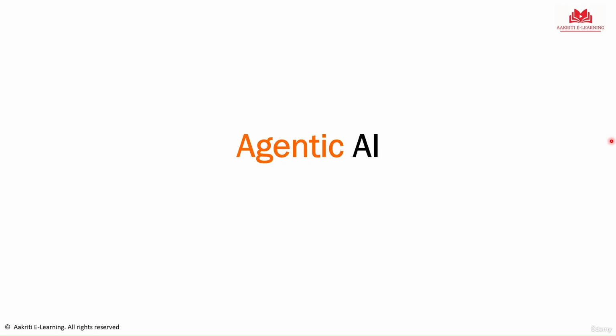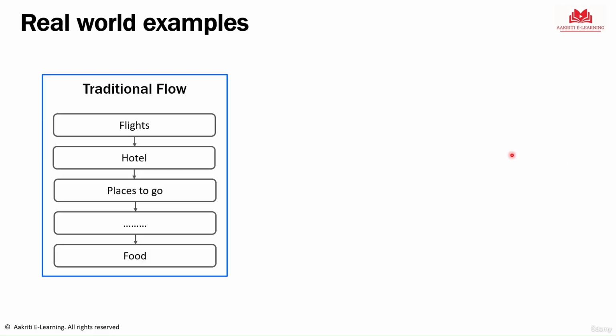But then again, what really is agentic AI? How is it different from generative AI? And what is so powerful in it that is really making news everywhere? Let's try to understand that. And let's understand things in a simple way before we go into the technical details.